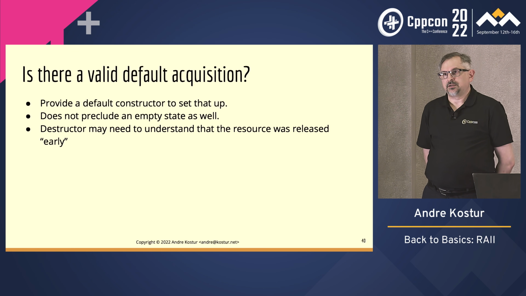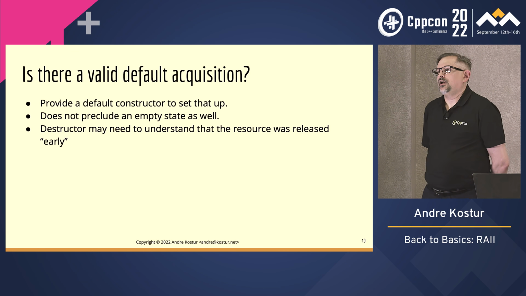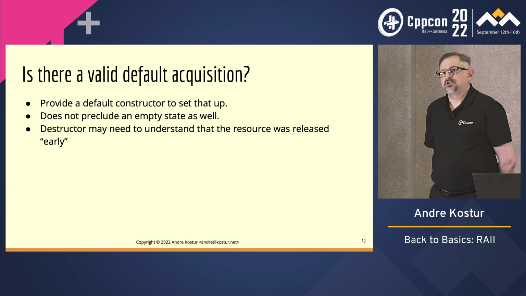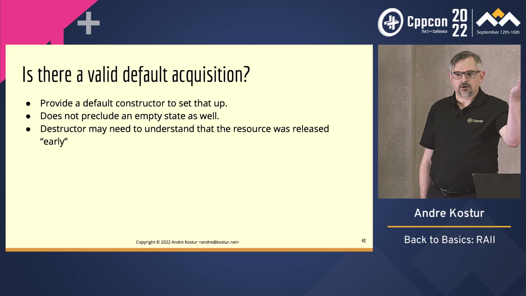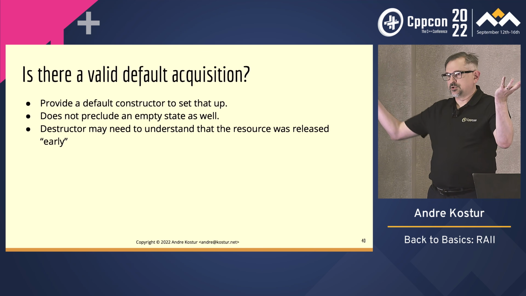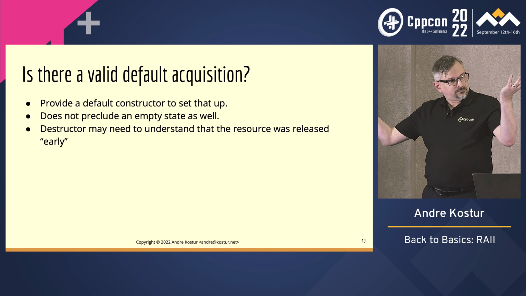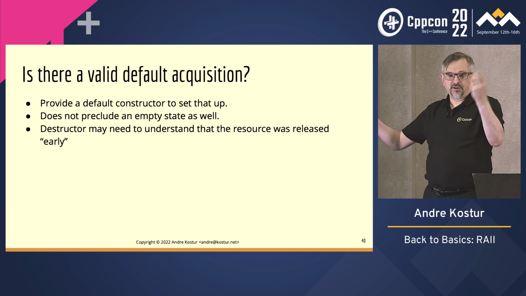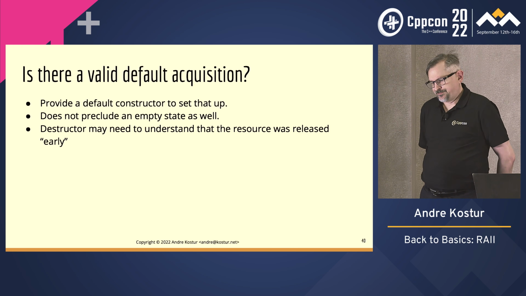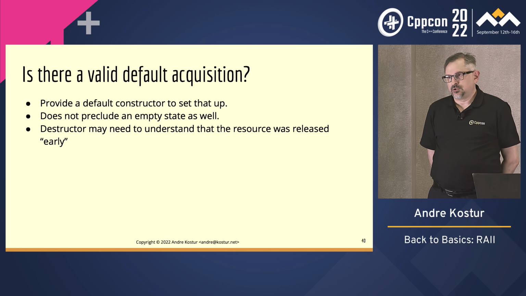An example of this might be, I want to write an RAII class to manage the startup and shutdown of Windows WinSock. So my construction of my object is called WSAStartup. During destruction, WSACleanup. Because it's the default thing, we got everything we need. It does not preclude an empty state, which we'll get into next.